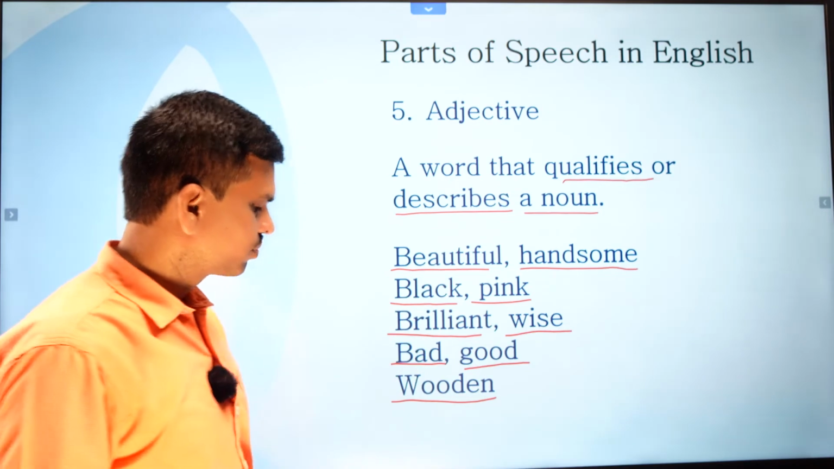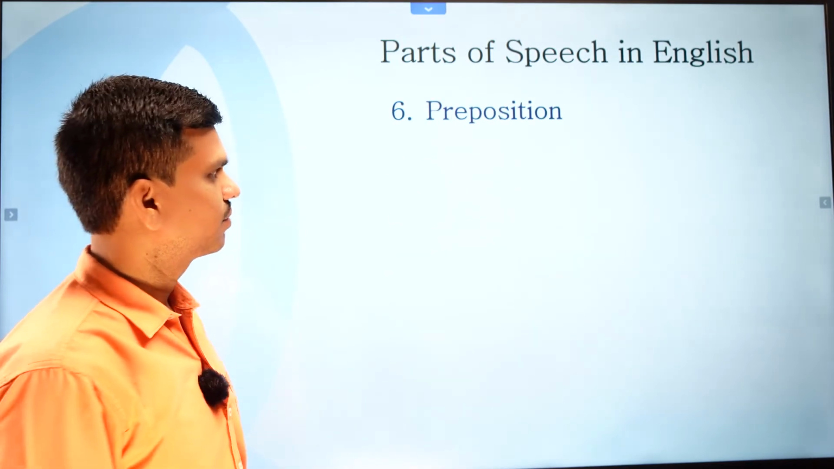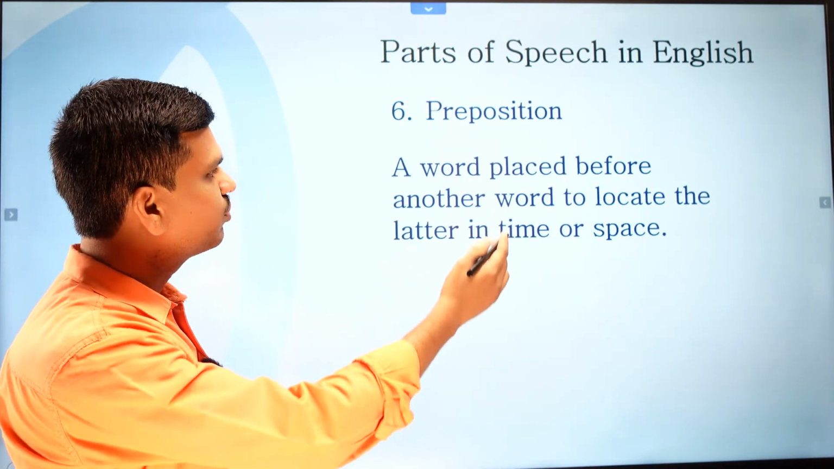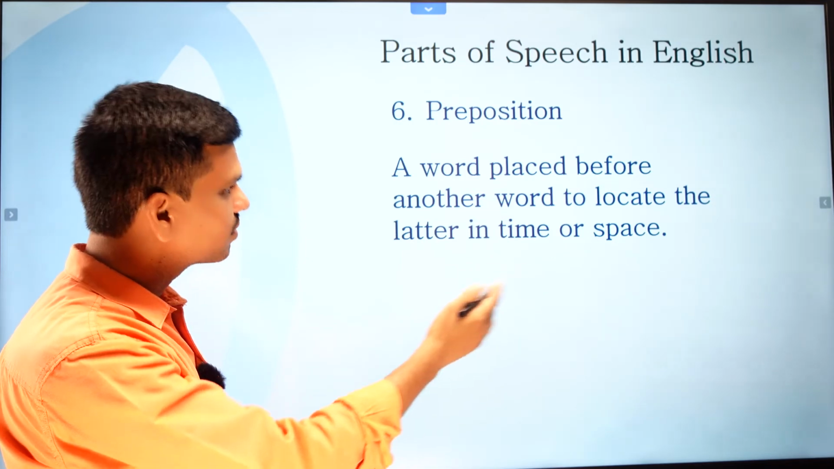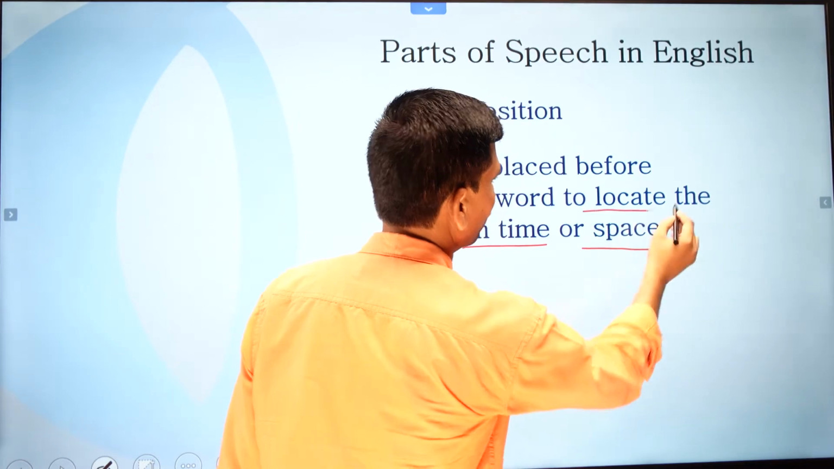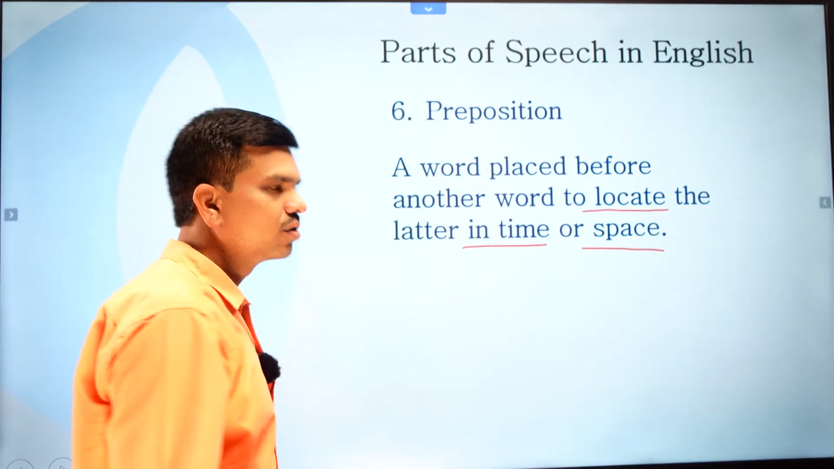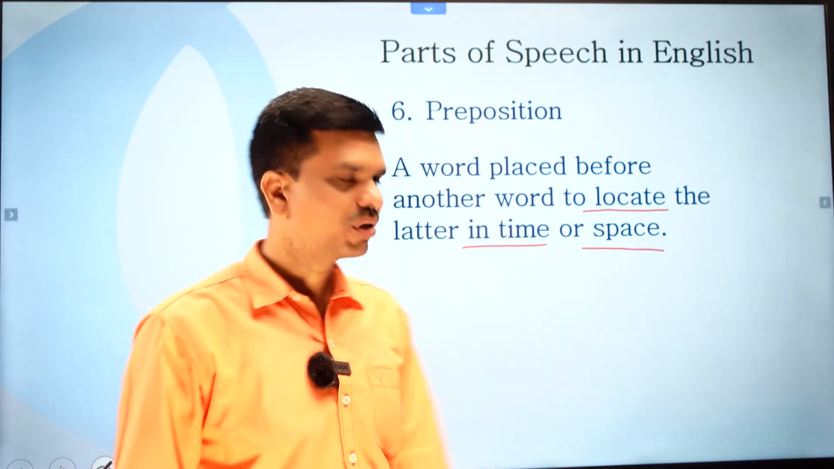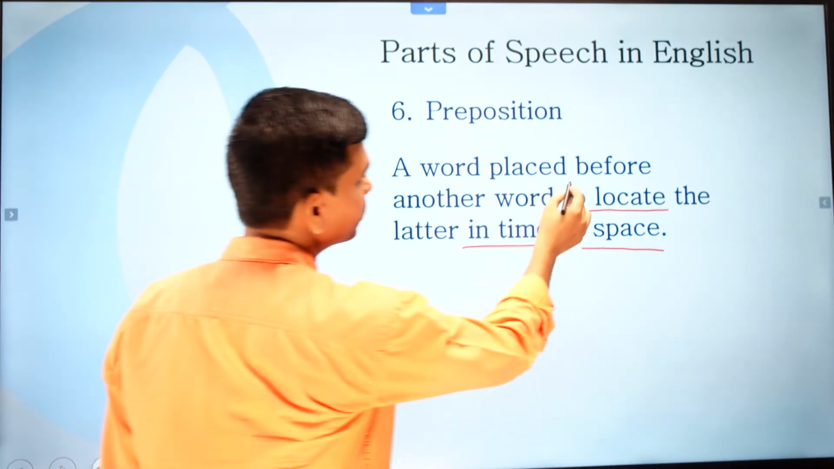So adjective. Number 6, we have preposition, and a word placed before another word to locate the latter in time or space. This is the function of preposition, to locate the word in time or space. What are the examples? So this is the preposition.